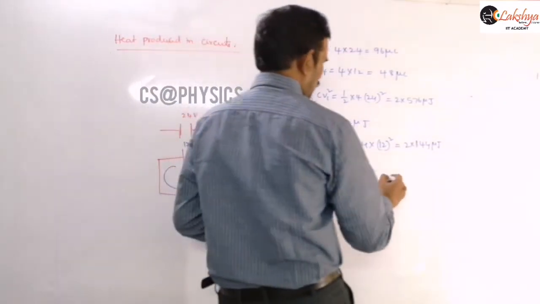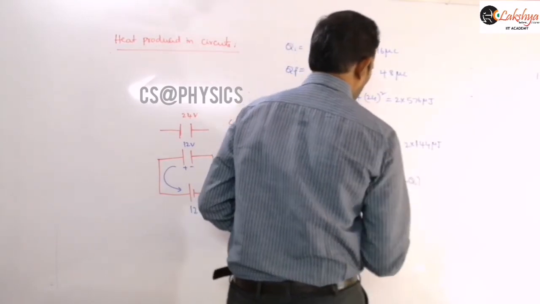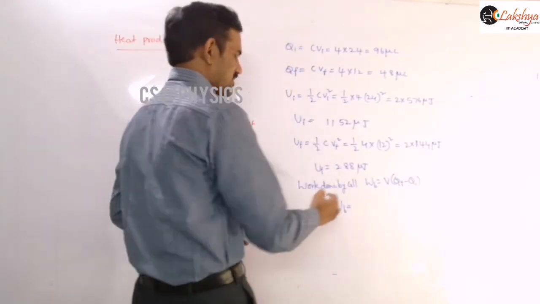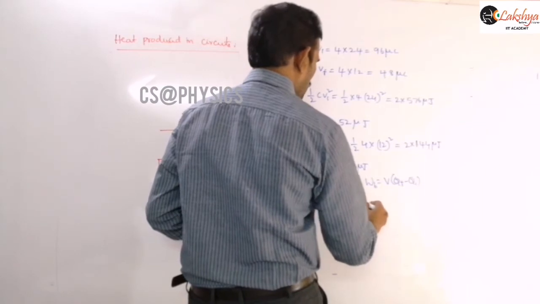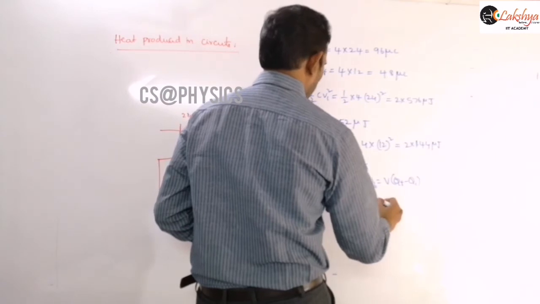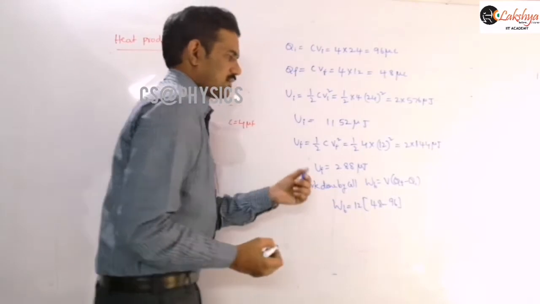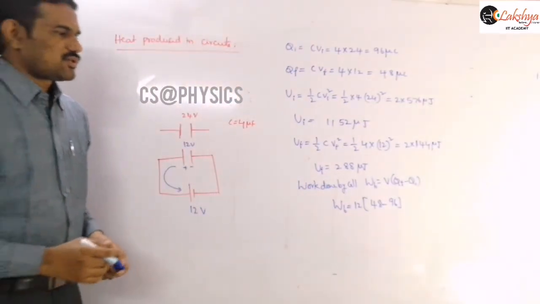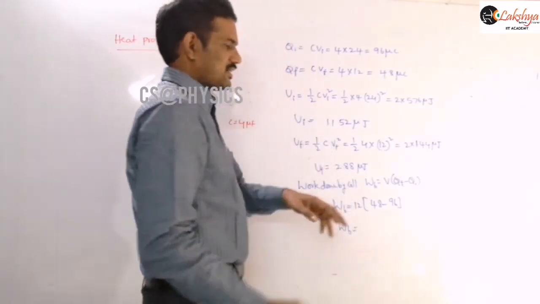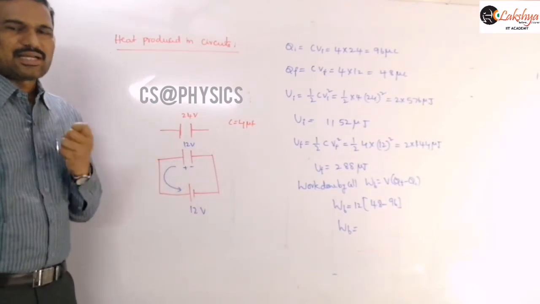Therefore our general formula is V into Q final minus Q initial. We can write the potential difference across this battery as 12, into the final charge, which is 48, and the initial charge is minus 96. Now you can observe that the work done by the battery is negative. That is what I said, and that's why I am taking this example, to give you clarity.